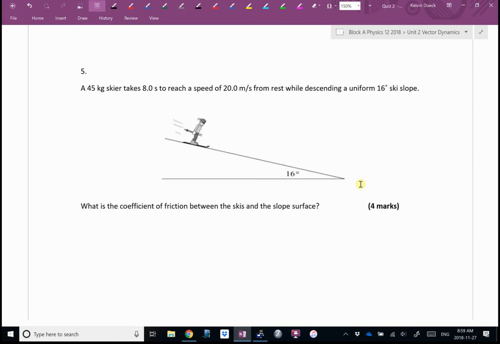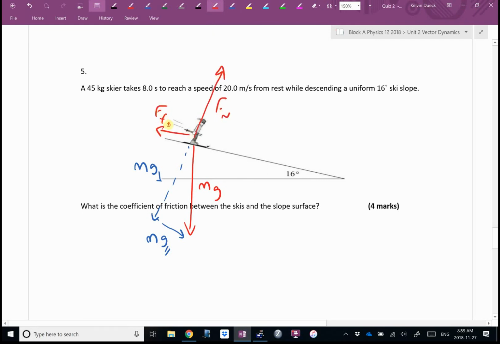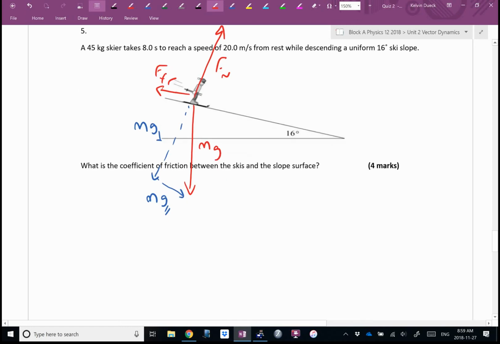This is a job for a free body diagram. They want me to find mu, so I said, okay. mg components, mg perpendicular, mg parallel, normal force, and I guess there's some friction acting up the hill. I said, who's winning? Well, mg parallel. Who's losing? Friction. What does that equal? ma.